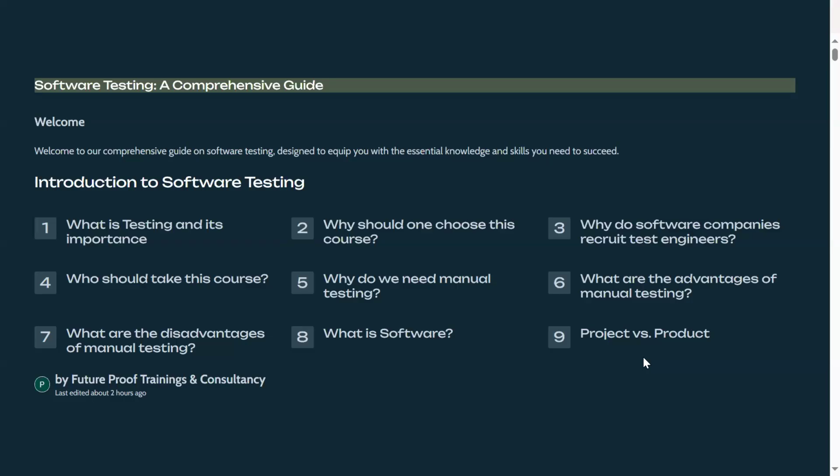Even if you look at Zepto or different grocery stores, they are small projects, and we also have very big projects. Cost also depends on the size of the project. That is about the project. What is a product?